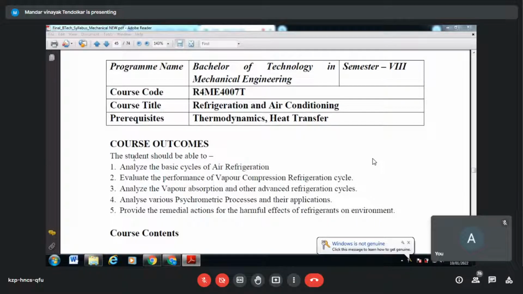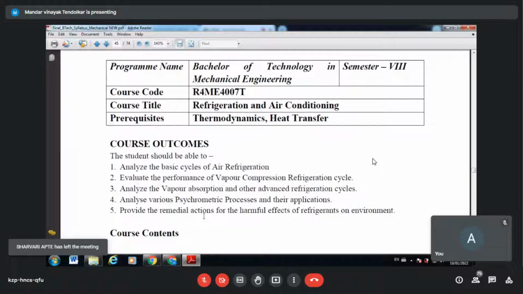So this fifth CO is related to which refrigerant I should use from the environment point of view. Because in earlier days, the majority of these refrigerants were CFCs, chlorofluorocarbons, and very harmful to the environment. And then global warming and all those issues came into existence. That is why this particular bit is very important: which refrigerant you should use.